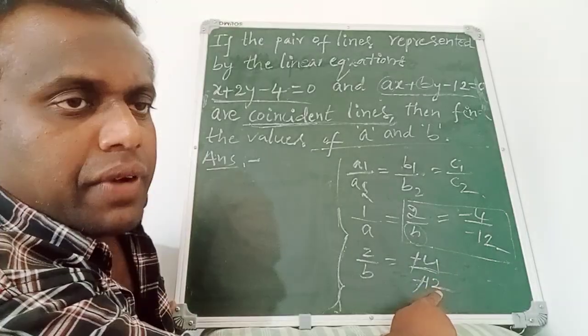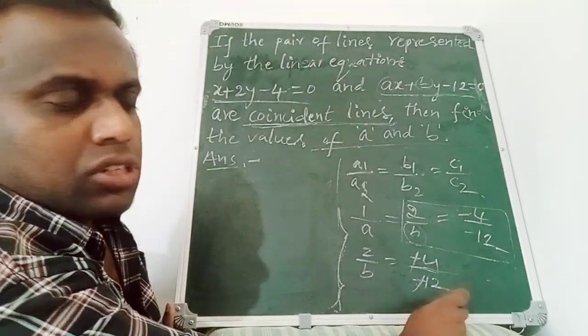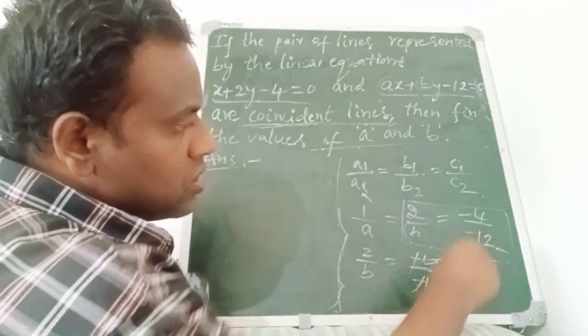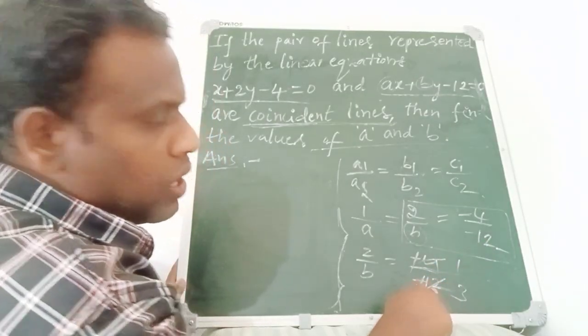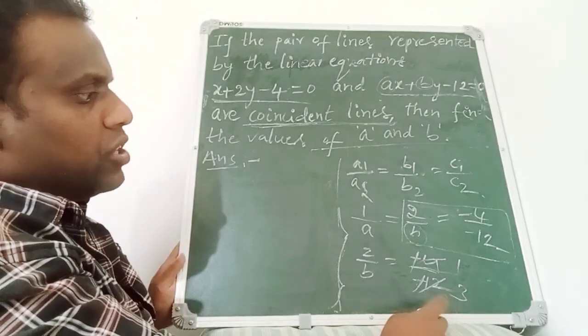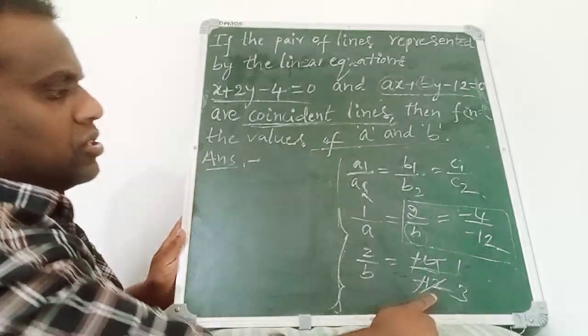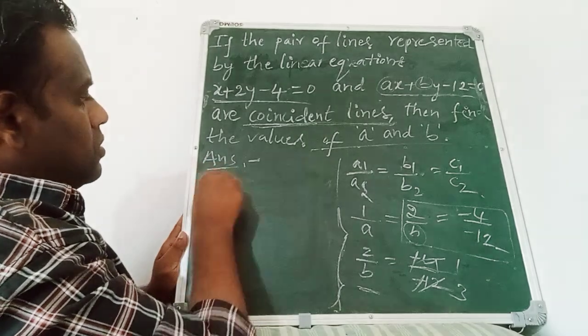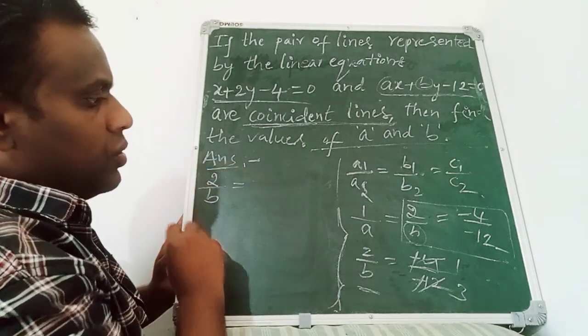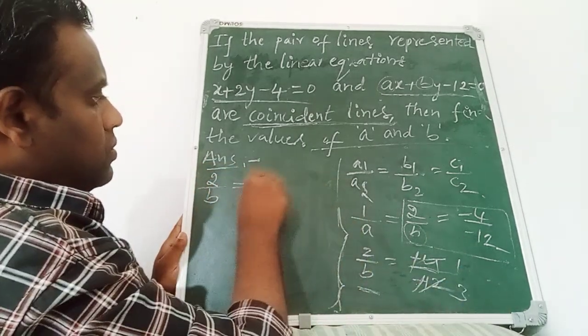4 and 12 can be divided completely by 4. See, 4 ones are 4, 4 threes are 12, correct? We can divide like this. Now what is left? This 2 by b is equal to 1 by 3.